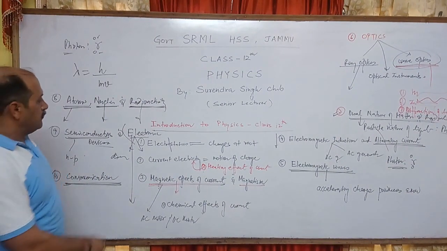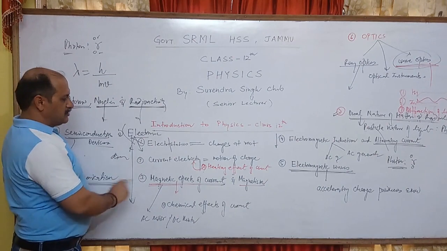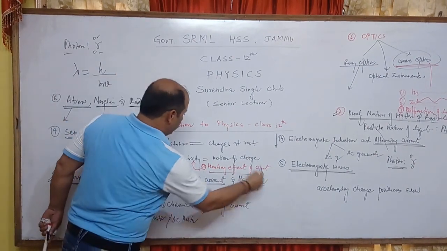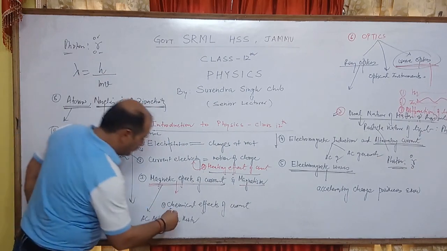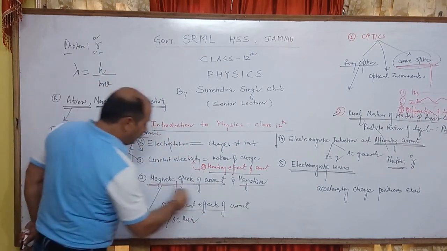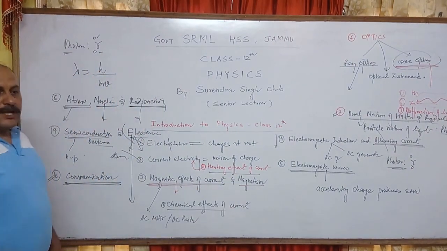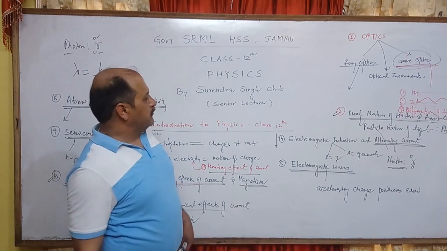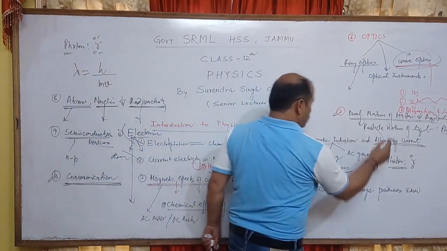Now once again, first is electrostatics, charges at rest, then current electricity, charges in motion. When charge moves, it produces a heating effect. It can also produce a chemical effect, which is not in physics now. It can produce magnetic effects, electromagnets. We have magnetism, natural magnets. We have electromagnetic induction, the reverse process.